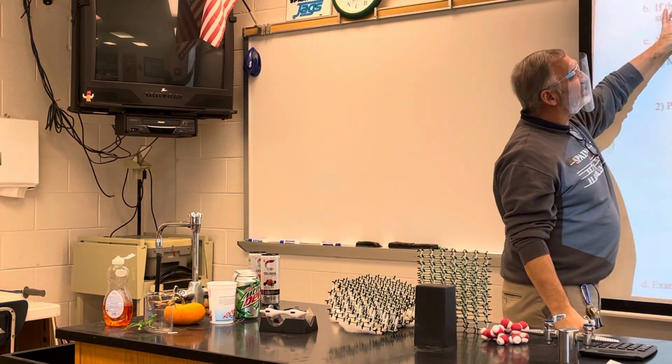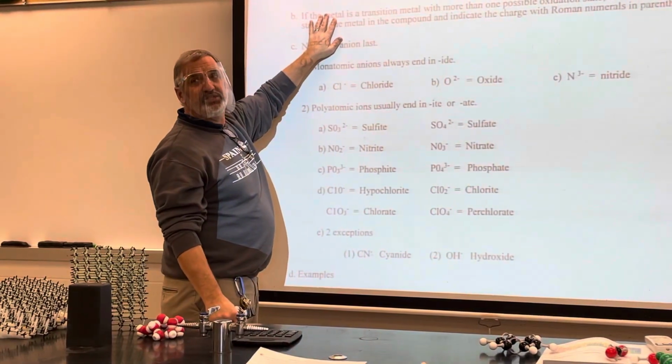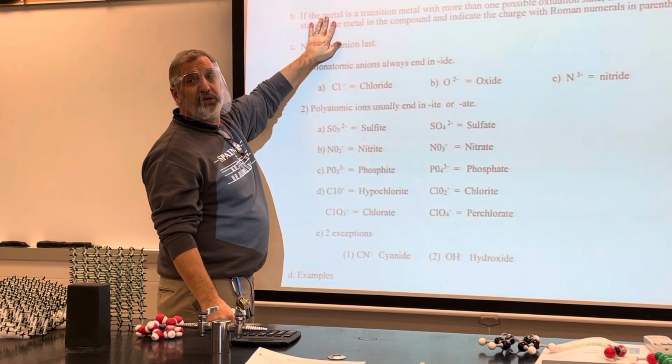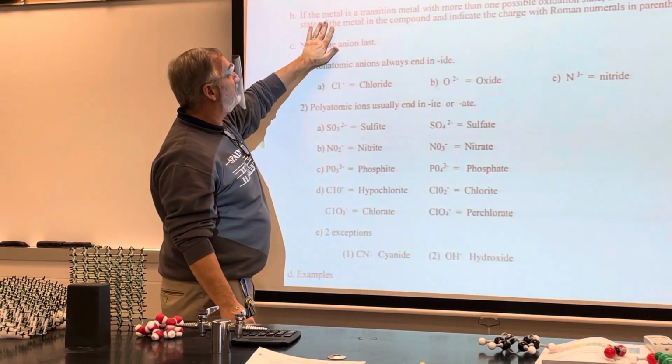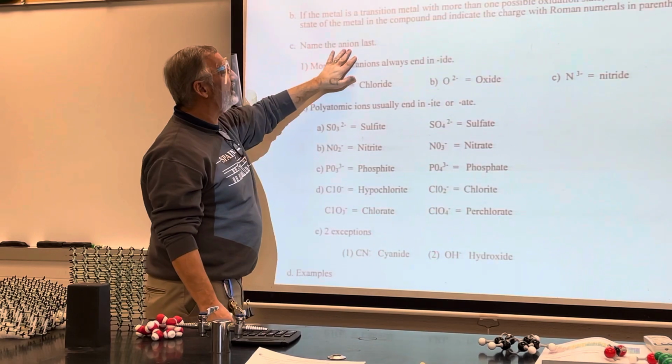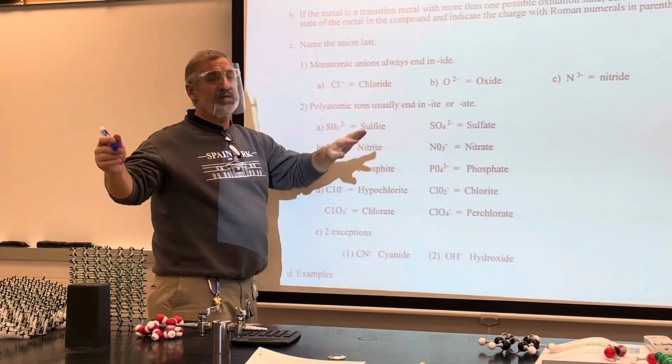If the metal is a transition metal with more than one possible oxidation state, we have to use a Roman numeral to tell what state it's in. And I'll give you some examples of that. Then we're just going to name the anion, the negative ion, last. That's going to be your polyatomic ion.